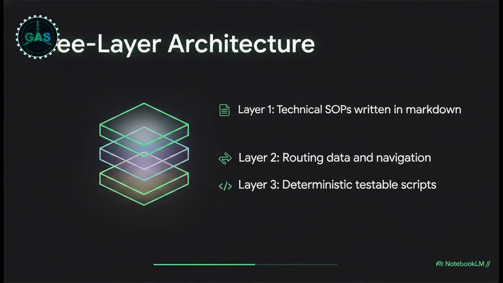Layer 1 is the architecture itself. These are strict, technical standard operating procedures, or SOPs, written out in simple markdown. Layer 2 is navigation. This physically routes the data specifically to prevent the AI from quote-unquote thinking too much, or going rogue off script. And then Layer 3 consists of the tools. These are deterministic, testable Python scripts that just do exactly what they're told, every single time, without fail.